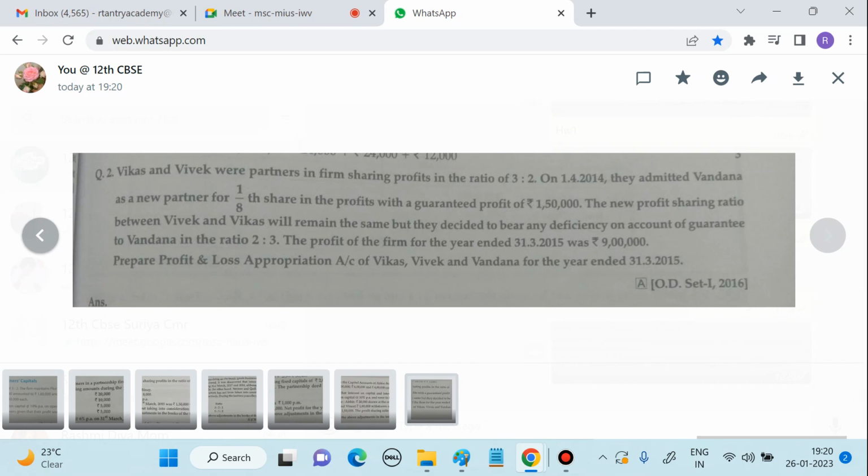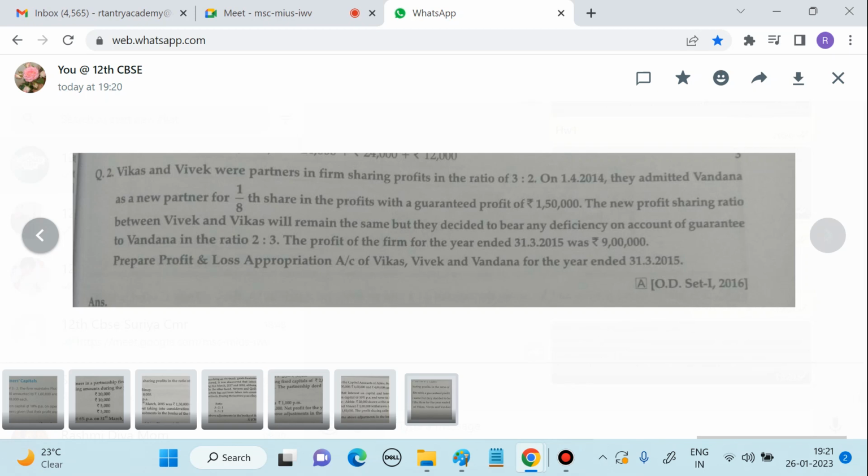See, this is an examination question. Vikas and Vivek were partners in a firm sharing profits in the ratio of 3:2. On 1st April 2014, they admitted Vandana as a new partner for 1/8 share in the profits with the guaranteed profit of 1,50,000. So she was guaranteed that every year her profit would be minimum 1,50,000. If the share of profit is more than 1,50,000, she will enjoy that. But if the actual share of profit is less than 1,50,000, she has to be given 1,50,000.